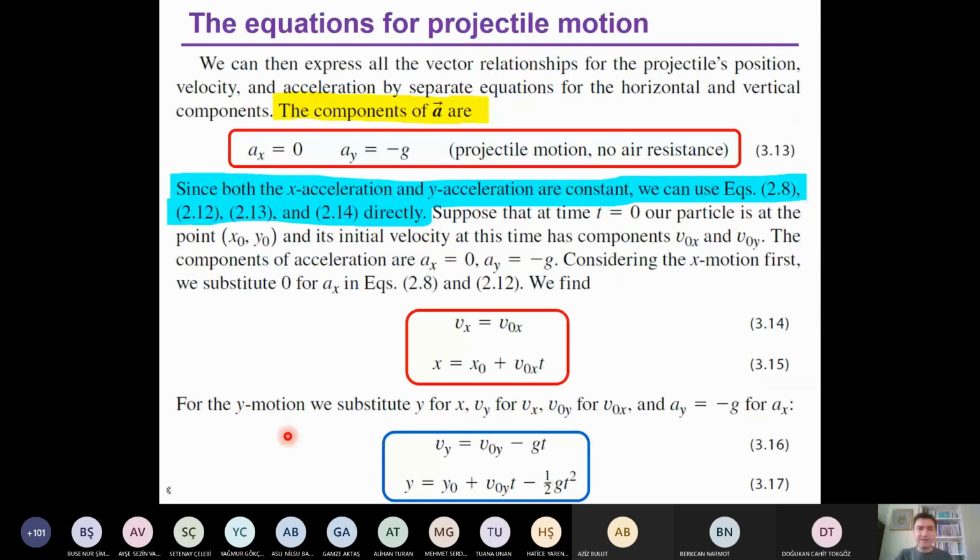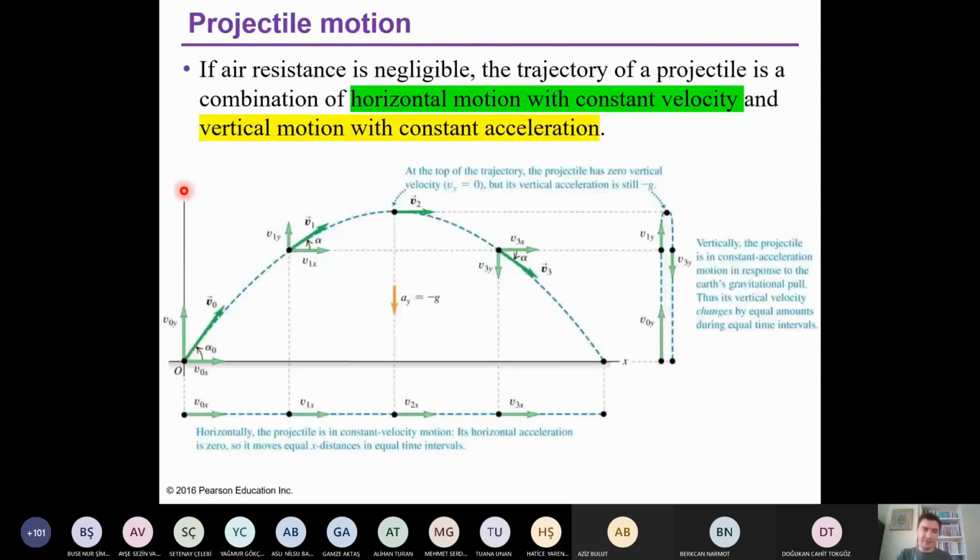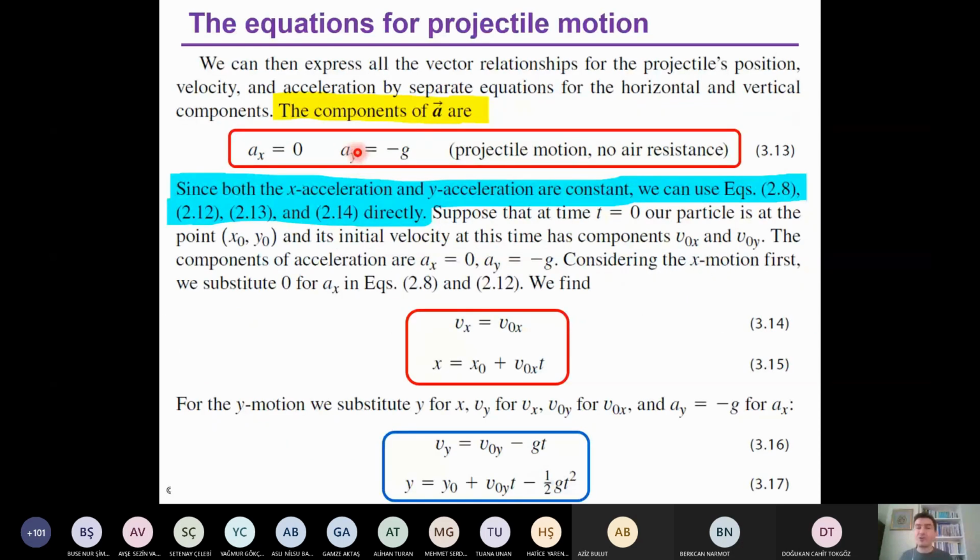So now let's discuss the components of acceleration. Along the x-axis, there is no acceleration, it is 0. Along the y-axis, we have negative g if air resistance is 0. But here we have negative g because I have chosen this direction as the positive y direction. If I would choose the positive y direction here and the negative y direction is this one, then ay will be positive. Depending on your choice for the positive y direction, you will have negative g or positive g for the acceleration along the y-axis.